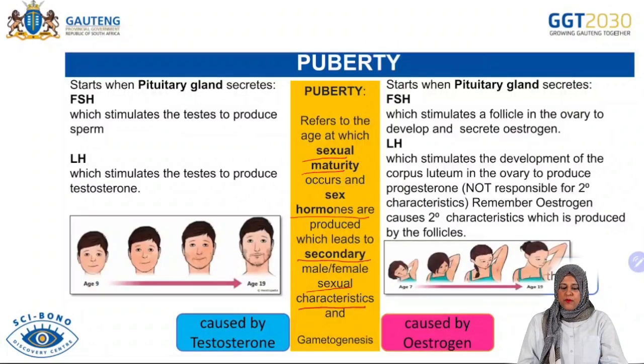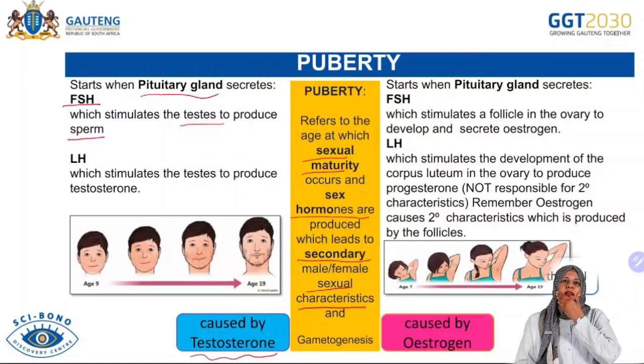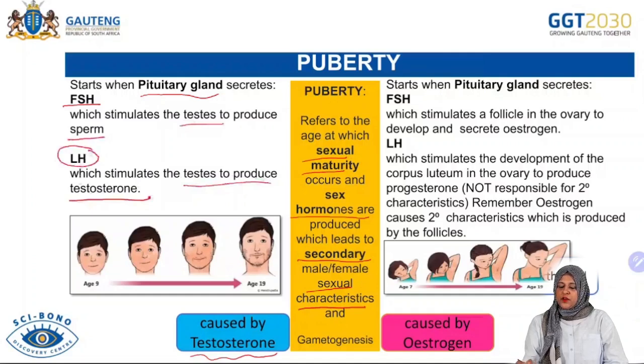So in the male, it's caused by testosterone, and this starts when the pituitary gland secretes the follicle stimulating hormone, which stimulates the testes to produce sperm. Then the luteinizing hormone stimulates the testes to produce testosterone. And some of your secondary sexual characteristics that are caused by testosterone will be hair growth on the face, more muscular physique, enlarging sex organs.